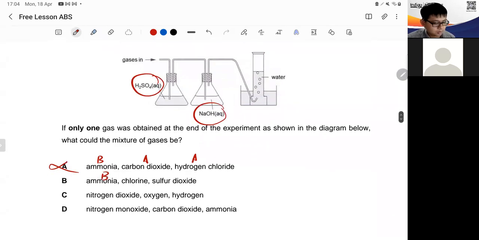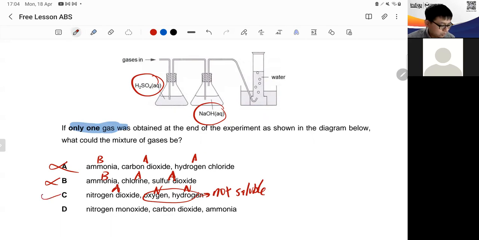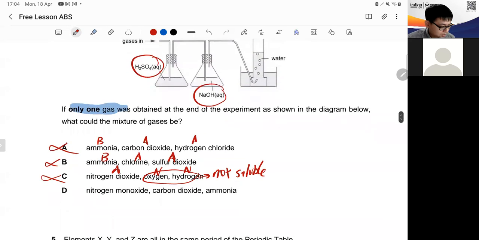B, this one is a base, this one is acidic, this one is acidic. So that's not great either. This one is acidic. This one is neutral, so it probably wouldn't react with anything, and it's also not soluble in water. These two are not soluble in water. But I want one gas obtained at the end. I don't want two gases obtained at the end. So C is also not my answer. My answer is D. This one is neutral, so it will be collected. This one is acidic, it will dissolve. This one is basic, it will dissolve. The answer is D.